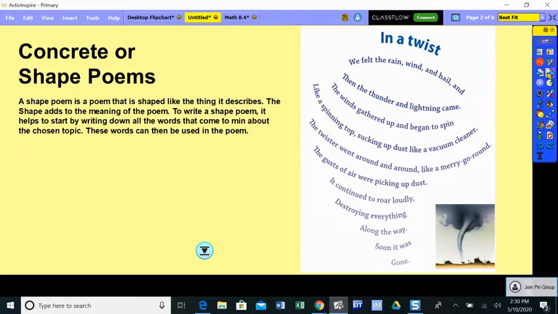To write a shape poem, it helps us to start by writing down the words that come to our mind about the chosen topic. These words can then be used in the poem.